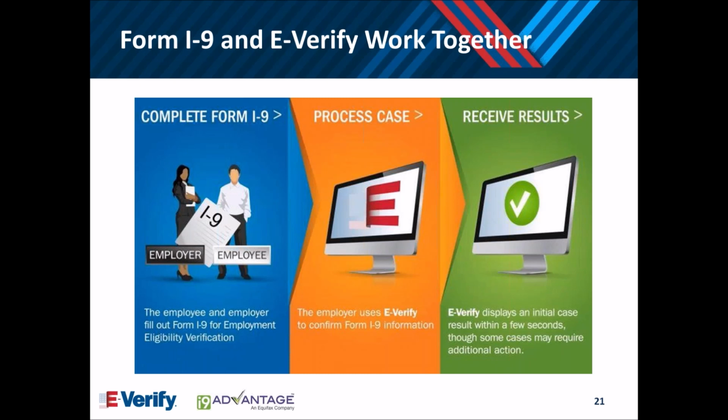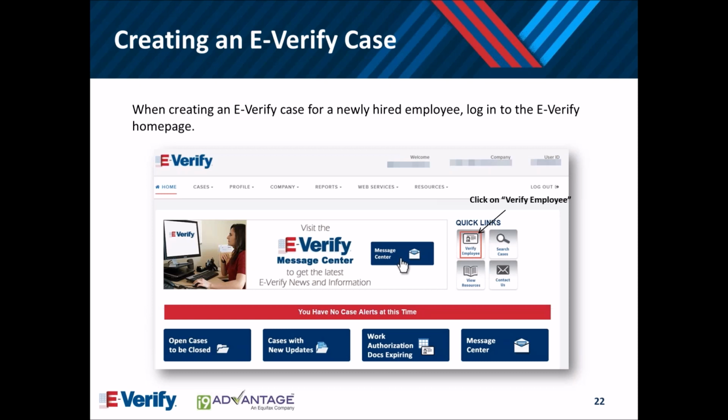And here we've put together a little schematic to kind of visually show you how this all works together. Basically, information from that Form I-9 is keyed into E-Verify. E-Verify then queries millions of government records to ensure that your new hire is legally able to work in the United States. And very quickly, typically within 3 to 5 seconds, you will get an initial case result from the system. And we're going to talk a little bit more about what those case results are going to look like and what to do with those.